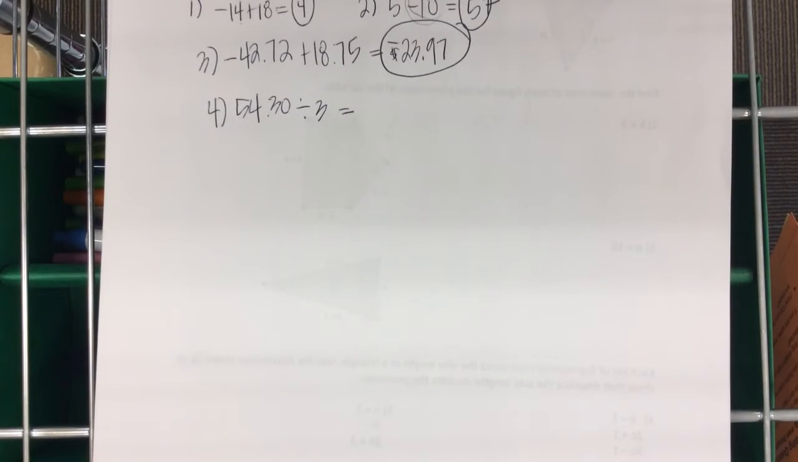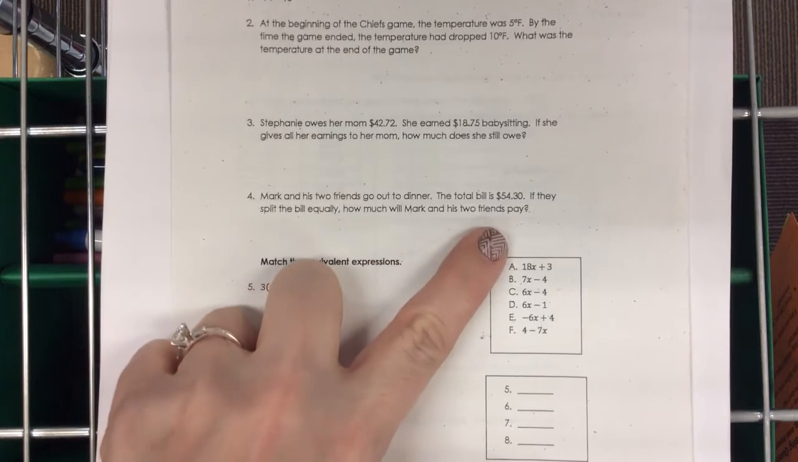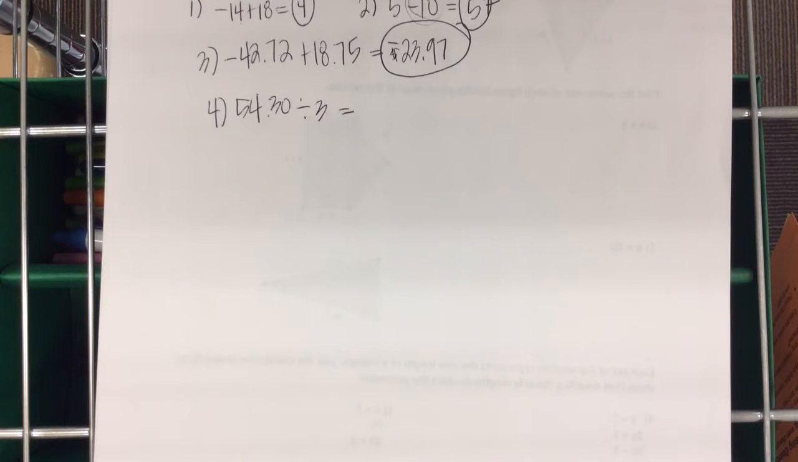What do you think people do? They divide by 2 because it says the number 2 in it. And they just automatically look for that and they think, oh, there it is. But it's Mark and his 2 friends, so 3 people. What is $54.30 divided by 3?